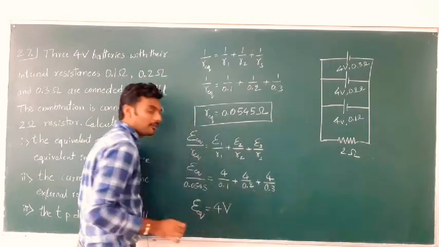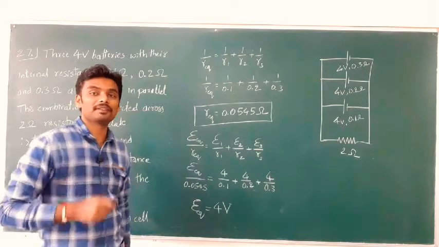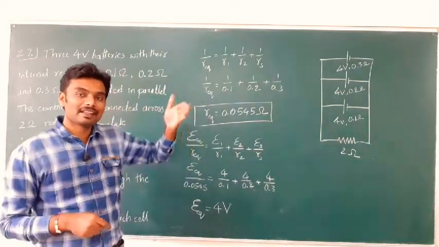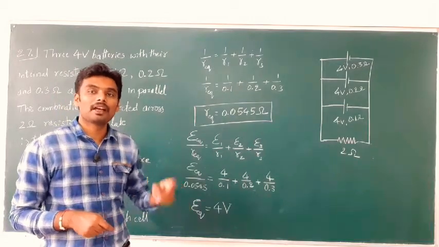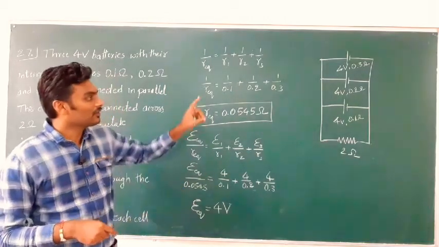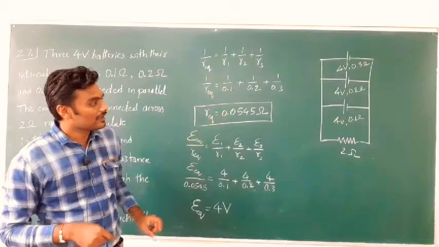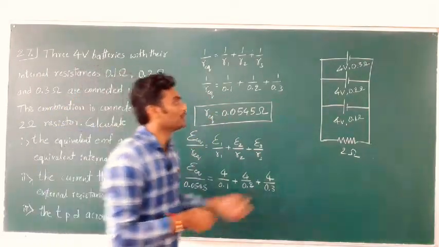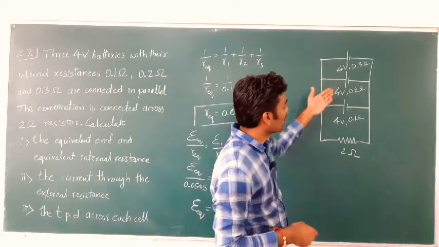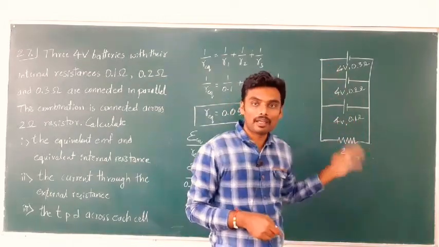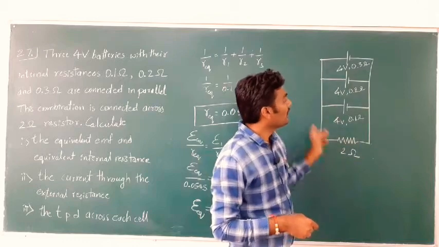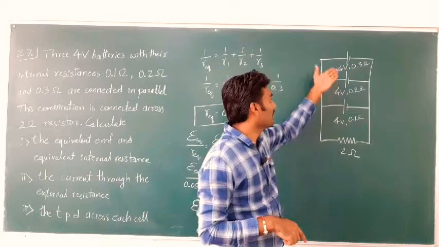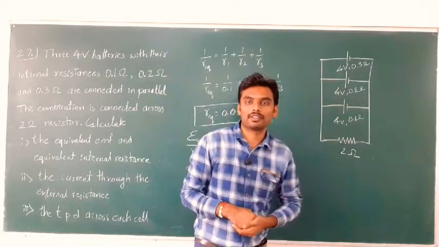You can keep this in mind. We have actually discussed this. When we have equal cells connected in parallel, we will have the same EMF as each cell has for the equivalent EMF. So when we have cells of equal EMF connected in parallel, the equivalent EMF will be equal to the EMF of each cell, which is 4 volt itself.